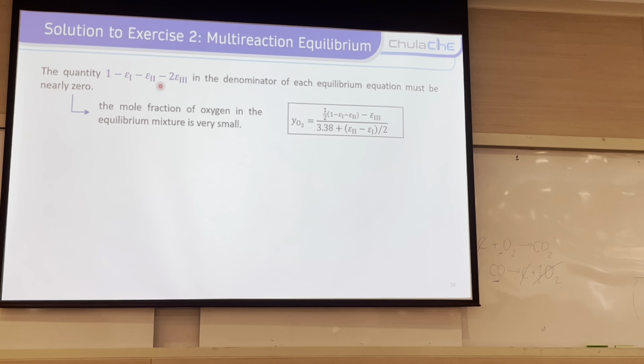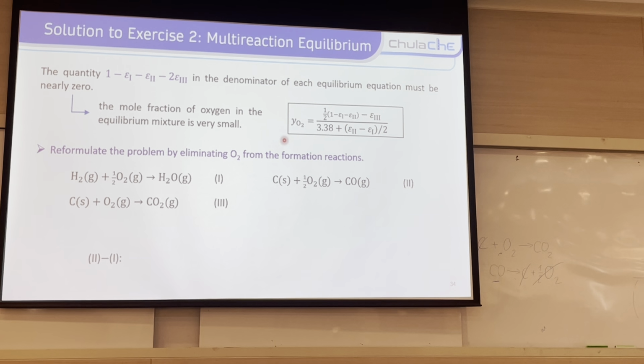Because if you look at this term and this term, if this term is nearly zero, it appears in here as well. The epsilon 1 and epsilon 2 here, and epsilon 3 here. The numerator in this fraction must be very, very small if it is nearly zero. So in this case, they just reformulate the problem again by eliminating the oxygen species from the equation.